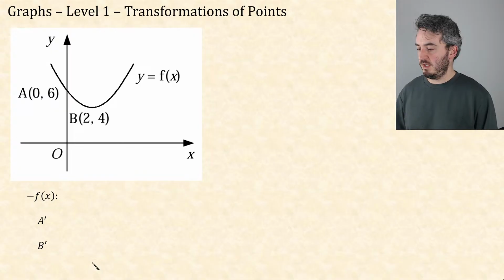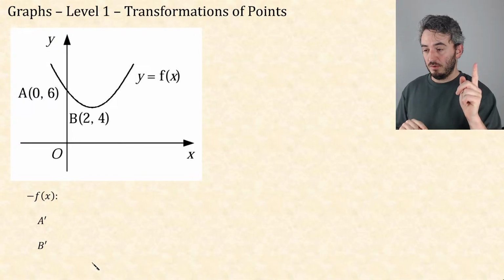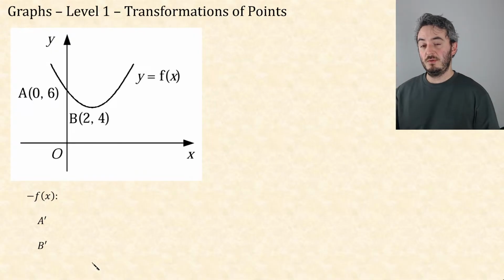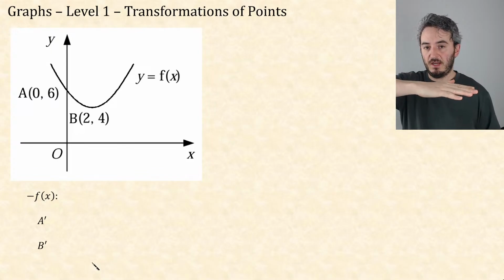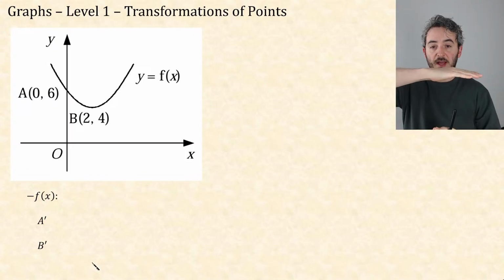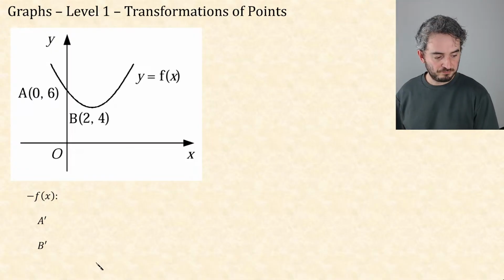Okay, reflections here. Outside the bracket, it is affecting y values, right? But if we're affecting y values, it actually means it's a reflection in the x-axis. If you're reflecting in that horizontal line, it's the y value which changes from here to here. So every y value just gets multiplied by minus 1.